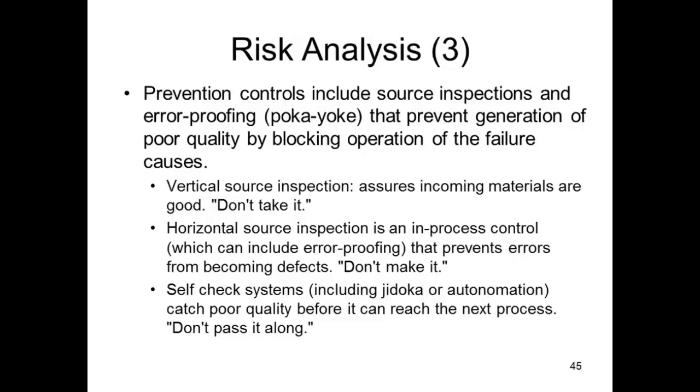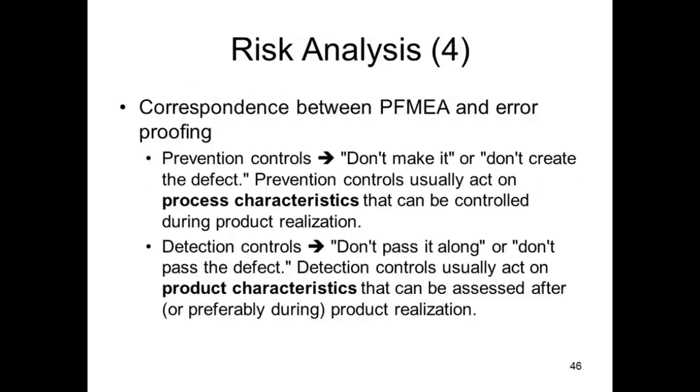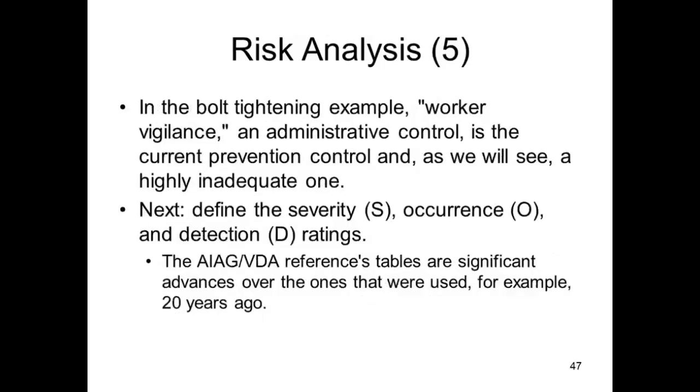So this is from Shigeo Shingo's book, which supports FMEA very strongly. Correspondence between PFMEA and error proofing. Prevention controls usually act on process characteristics. Detection controls usually act on product characteristics. In the bolt tightening example, worker vigilance is an administrative control and a highly inadequate one. Next, define the severity, occurrence, and detection ratings.